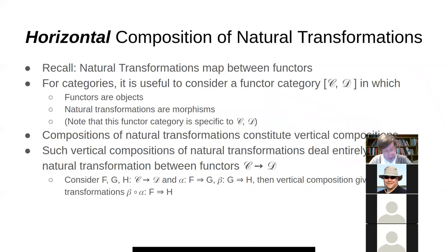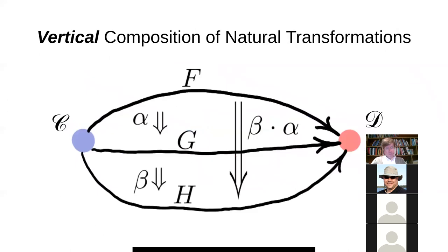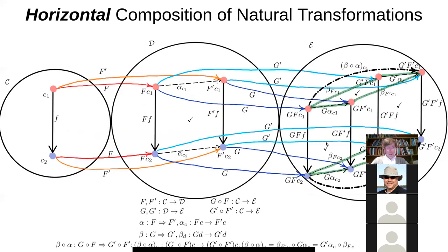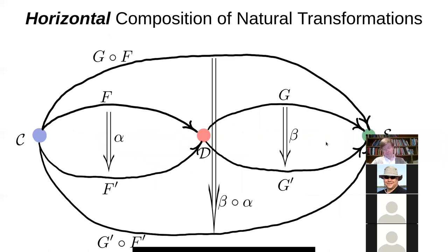Great. Okay. But now let's take a look at horizontal, which is thornier, more textured. Vertical involved two categories. So we have F, G, and H, each of them going from one category to the other category, a pair of categories. Here, with horizontal composition, we have a more nuanced issue.